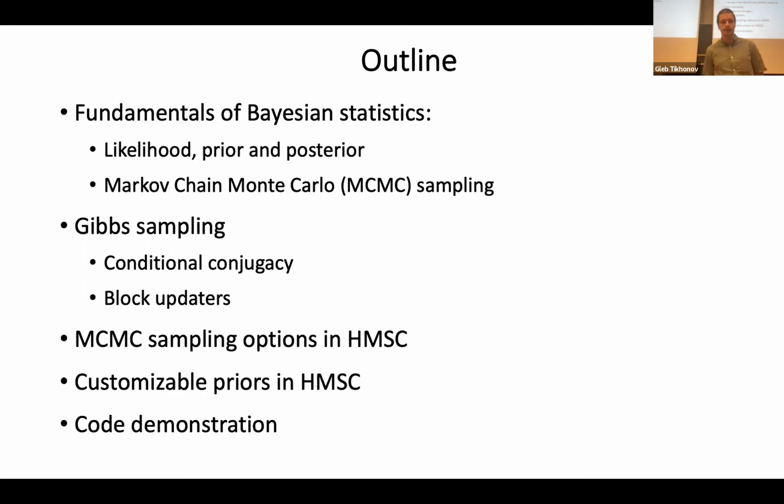And then after the lunch, definitely after lunch, I will have the code demonstration where we will take a look at the birds in Finland example already presented by Otso, and show how we can customize some of the priors in that model and what effects they're going to have on the results.